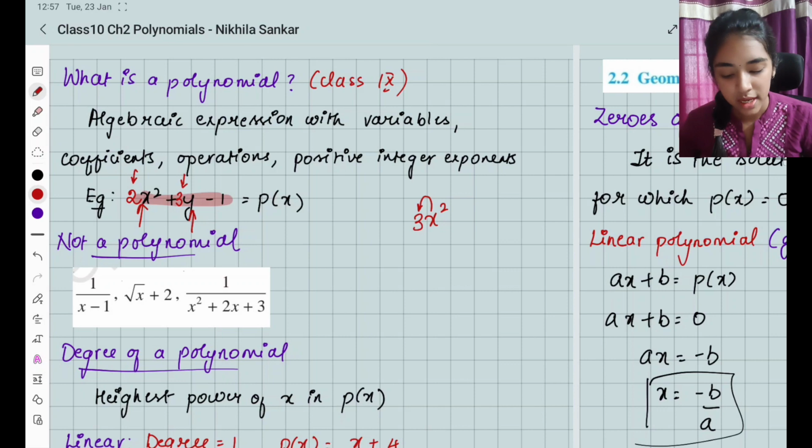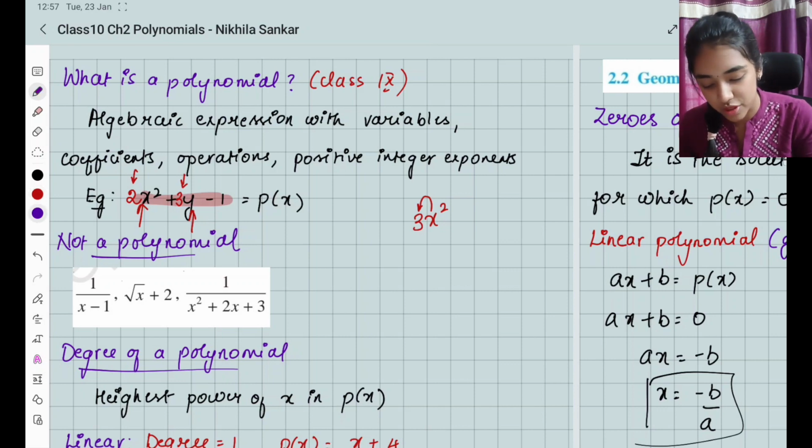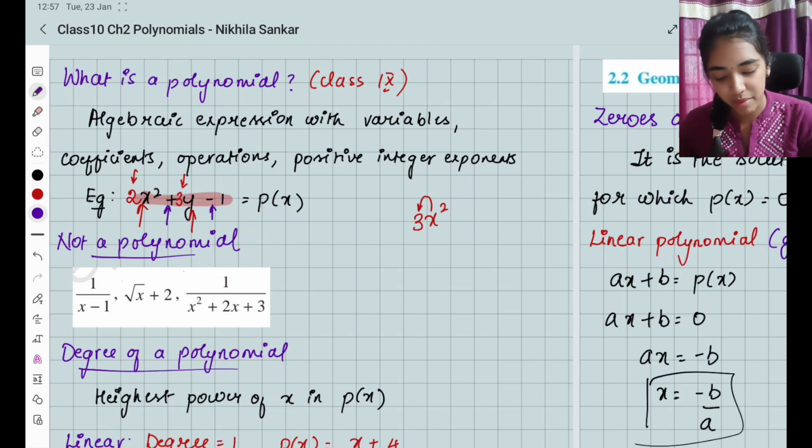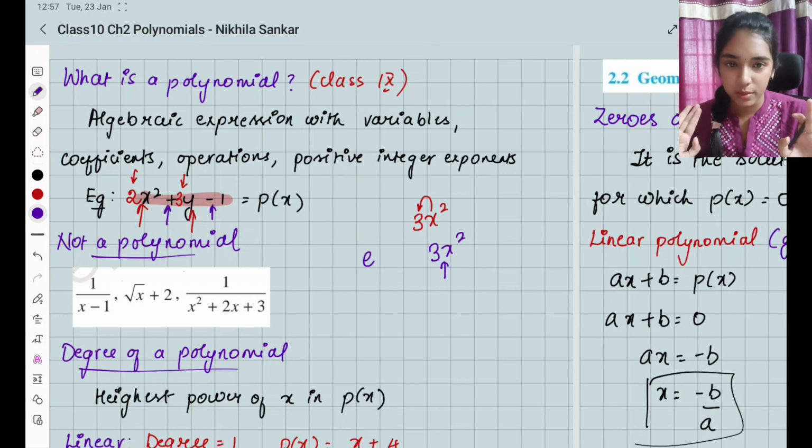Okay, coefficient. And operations. So இப்போ இங்க என்னெல்லாம் operation இருக்கு? You can see plus here. You can see minus here. இப்போ 3 into x square na you can also see multiplication here. Okay, so operations, positive integer exponents is going to be the polynomial. Polynomial na enna purinju pocha?